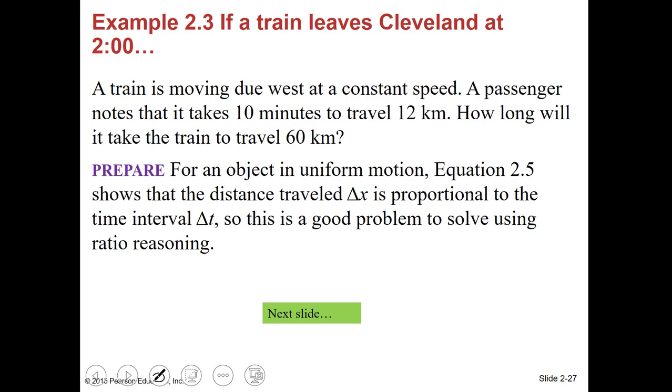Here's an example we can take a look at. A train is moving due east at a constant speed. Okay, good. So equal distances in equal times. A passenger notes it takes 10 minutes to travel 12 kilometers. How long does it take to travel 60 kilometers? So notice 60 is 5 times bigger than 12. So my guess would be 50 minutes, right? If it takes 10 minutes for 12, it's going to have to take 50 minutes to go 60. This, again, is a special case, uniform motion.